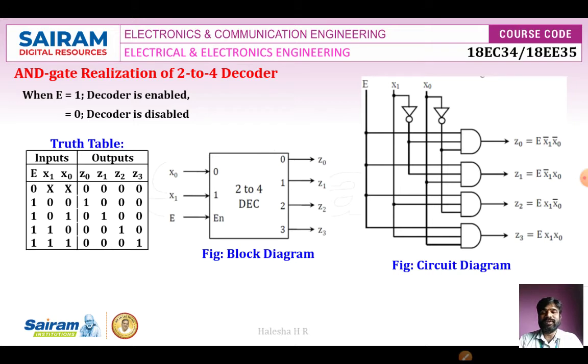Here we included E. If you write the expression for Z0, observe the Z0 column. If you write the product term, we consider output 1. So output is 1 for the input combination E is equal to 1, X1 0, X0 0. So the expression is E X1 bar X0 bar. See the circuit diagram. We use 4 AND gates. For the Z0 AND gate, we connected the inputs E, X1 bar, X0 bar. So Z0 is equal to E X1 bar X0 bar. Similarly for Z1, observe the Z1 column, output is 1 for the input combination E equal to 1, X1 is 0, X0 is 1. So E X1 bar X0 is the expression. Similarly, we write expressions for Z2 and Z3. So this is the circuit diagram for the 2 to 4 decoder with active high enable input.